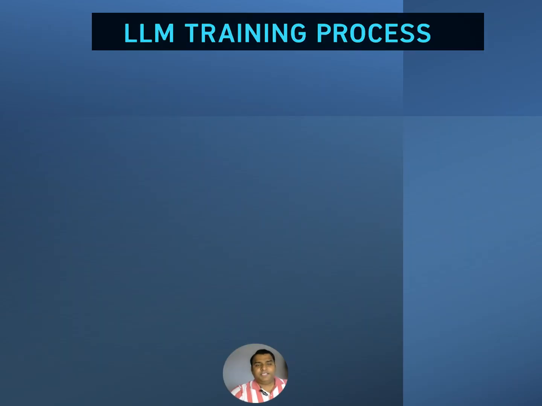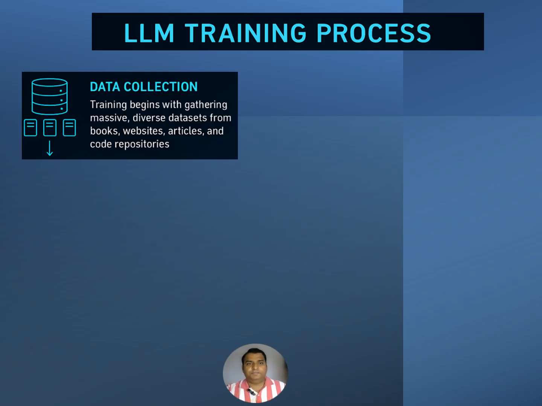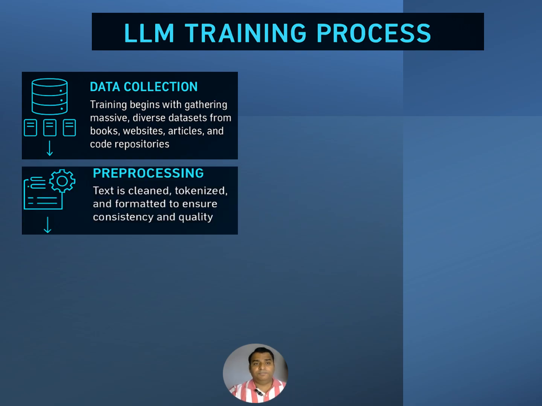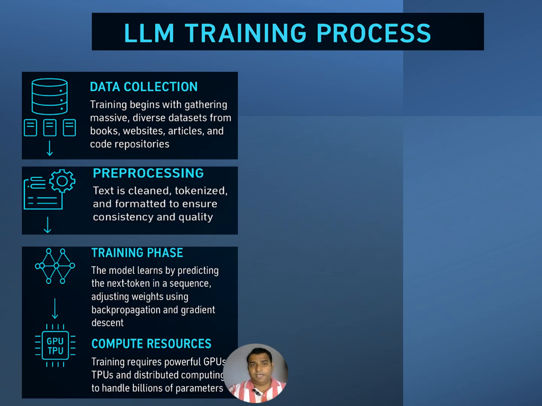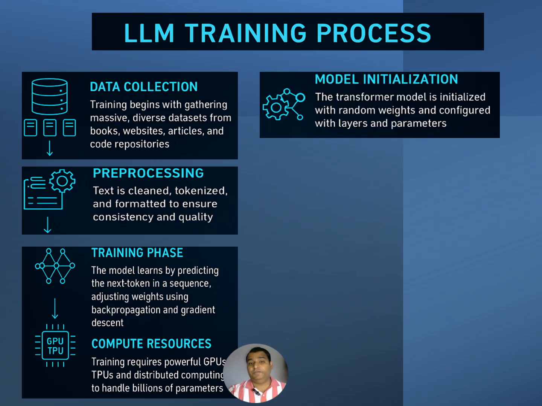Now, let's see how the LLM training process works. The first step is data collection. The training begins with gathering massive and diverse datasets from sources like books, websites, articles, and code repos. This ensures the model learns a wide range of language patterns, styles, and domain-specific knowledge. Pre-processing: the collected data is cleaned to remove noise, tokenized into manageable units, and formatted consistently. This step ensures high-quality input and prepares the data for efficient model training.